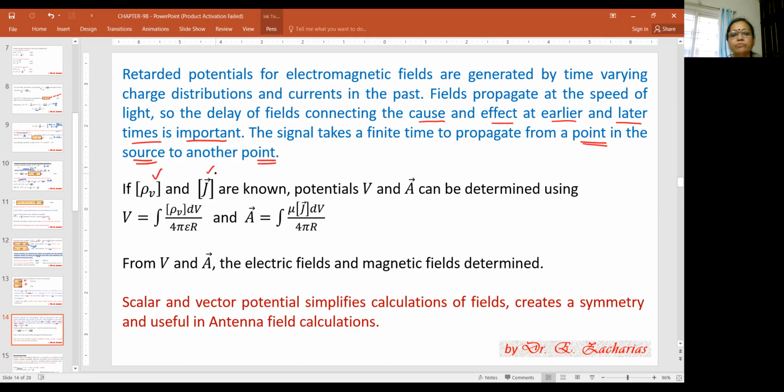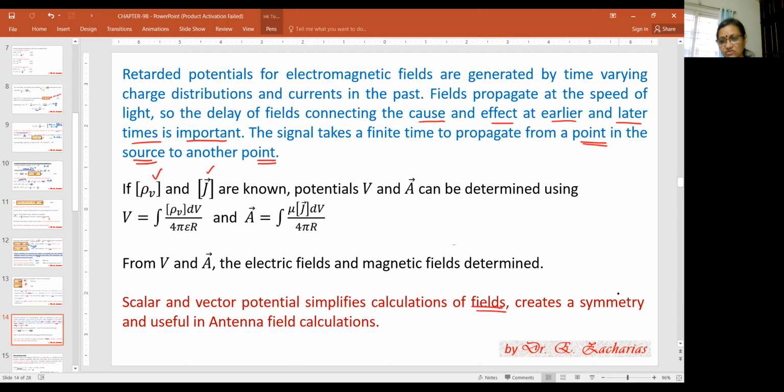Is it fine? And why are we talking about scalar potential and vector potential? The scalar and vector potentials simplify calculations of fields. They create a symmetry. You've already seen there is a certain symmetry between the vector and scalar potentials. They create a symmetry, and therefore they become very useful in antenna field calculations.